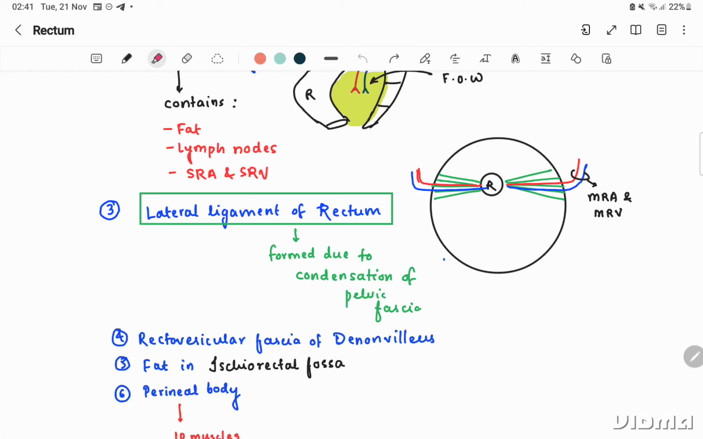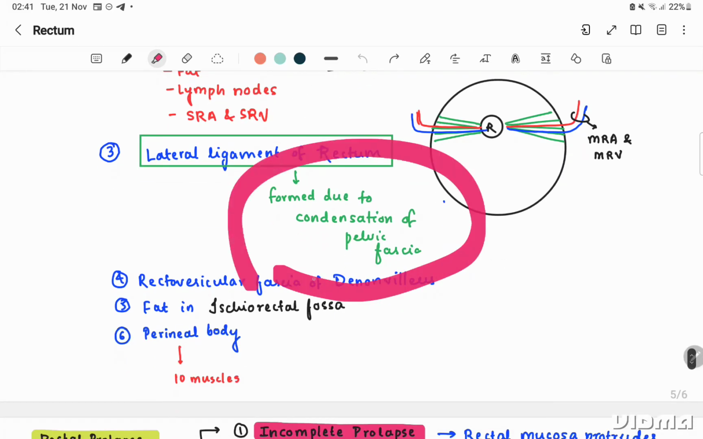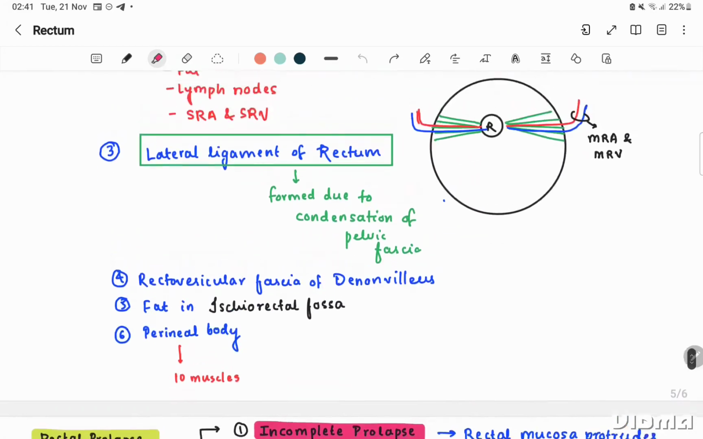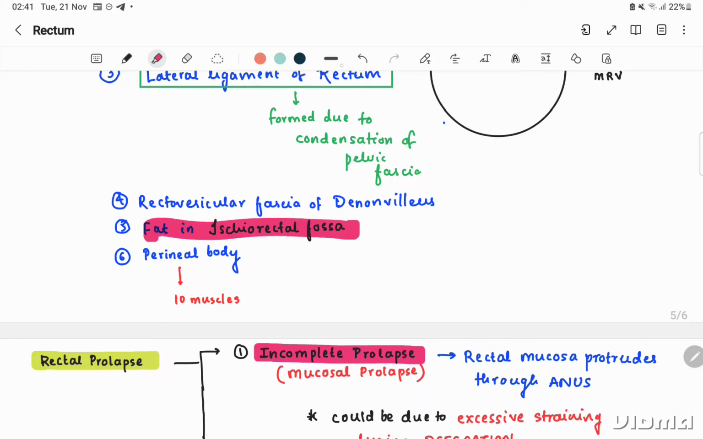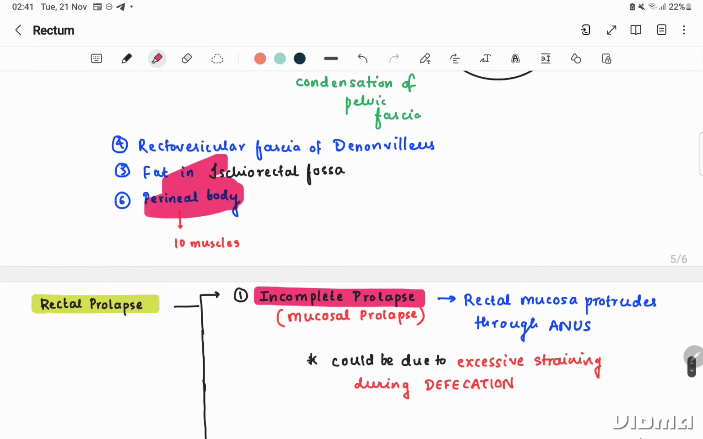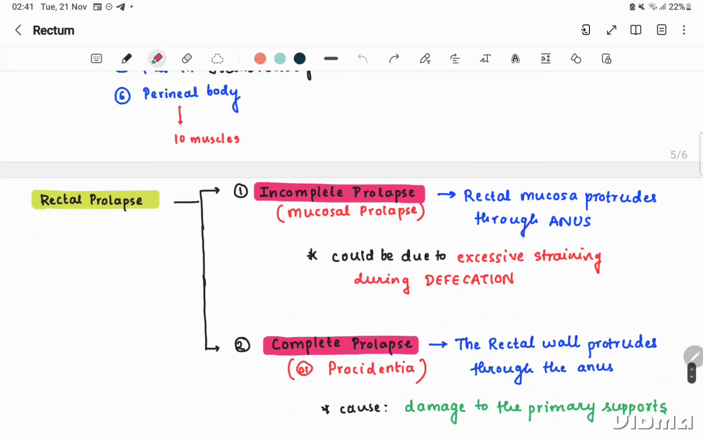So the lateral ligament of the rectum is formed due to condensation of the pelvic fascia, and this also contains your middle rectal artery and the middle rectal vein. Then the rectovesical fascia of Denonvilliers, and fat in the ischiorectal fossa are providing support to the rectum, and the perineal body, which comprises 10 muscles, which we already discussed in the pelvis.